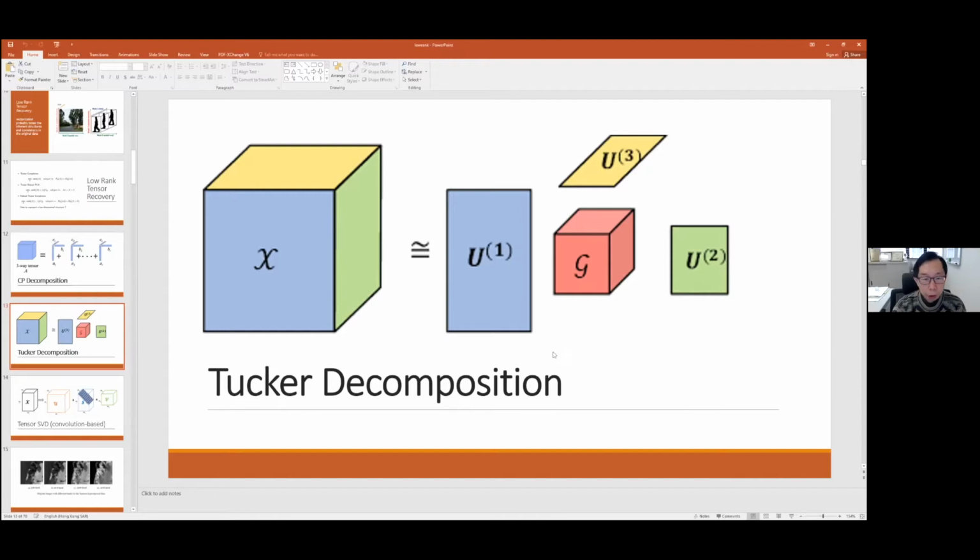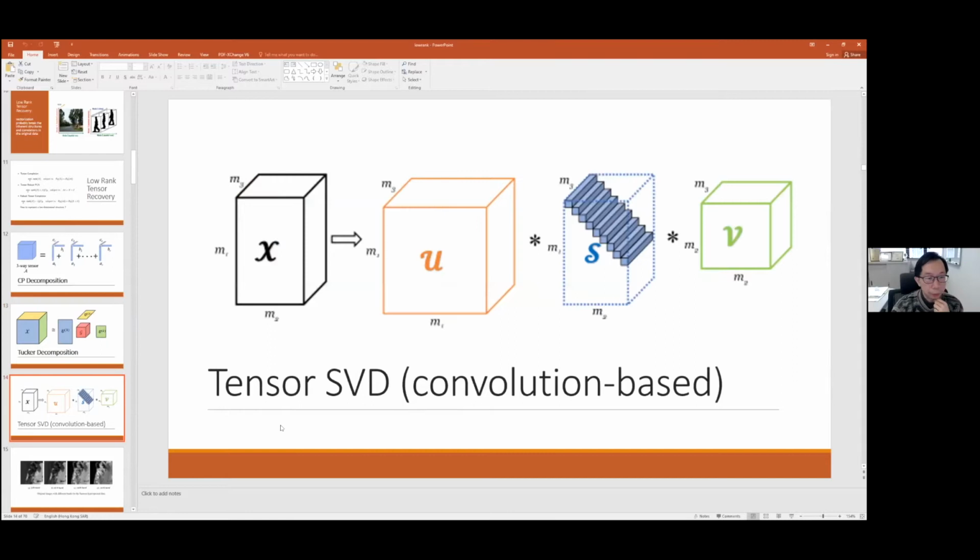The nice thing about this Tucker decomposition is that you can make use of the matrix singular value decomposition, SVD, to determine it. That means if I give you a tensor X, I can write out its Tucker decomposition by using just the matrix SVD. So in some sense it is computationally more efficient compared with the CP.